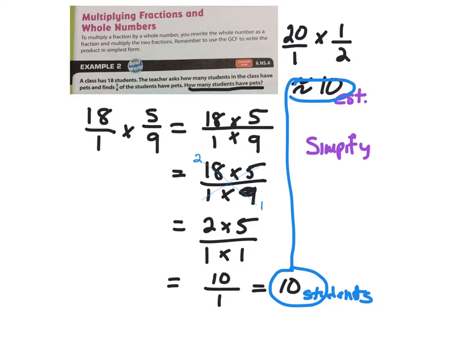What I noticed actually with the estimate is, do you see how we had 18 and I did my estimate of 20, so my estimate went up, and then I took 5/9, which I said is about a half, and that went down, I think. So I went up on one factor and down on the other, and we got the exact estimate.